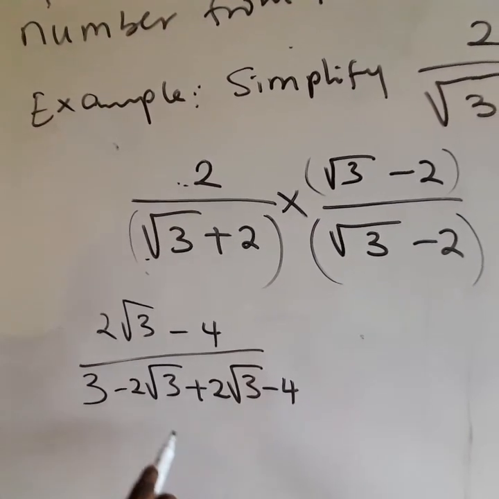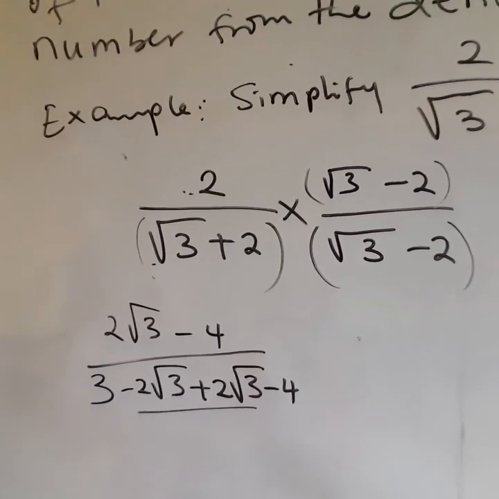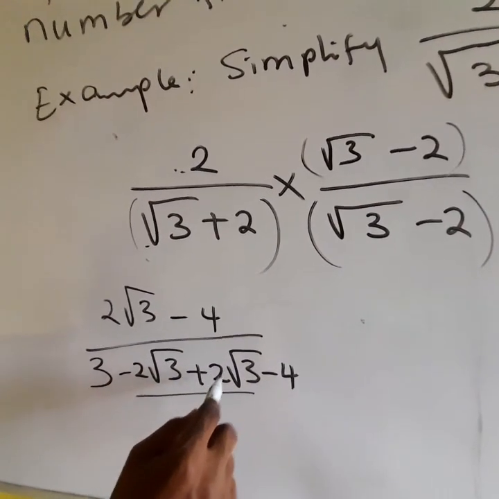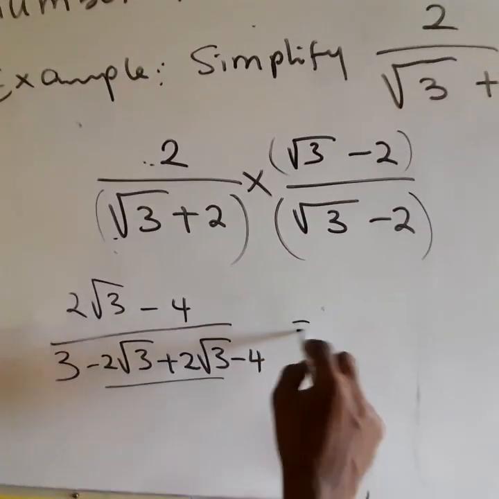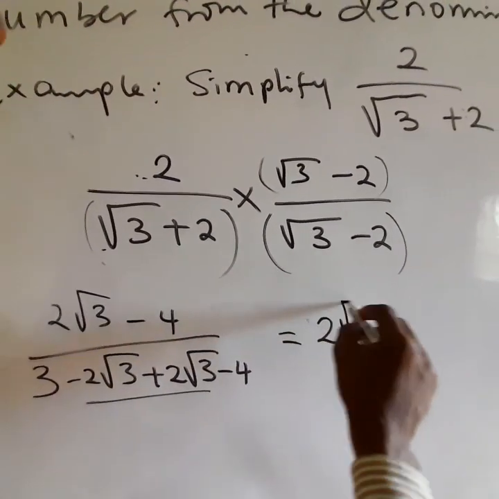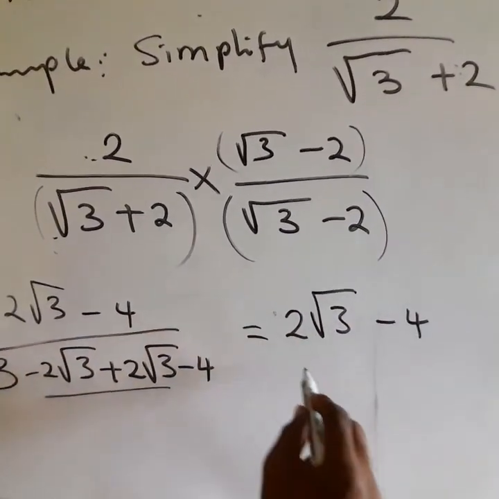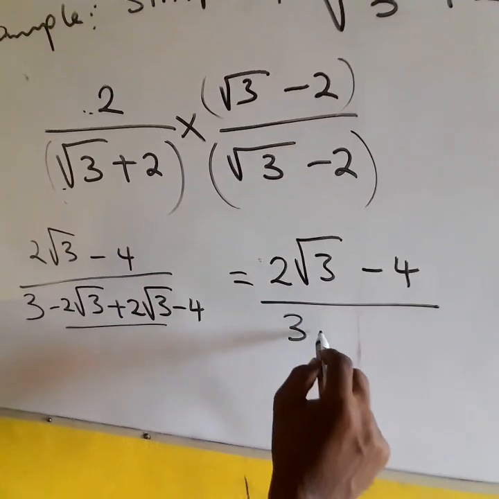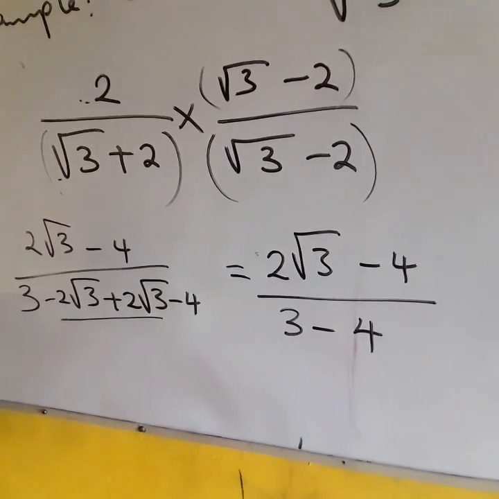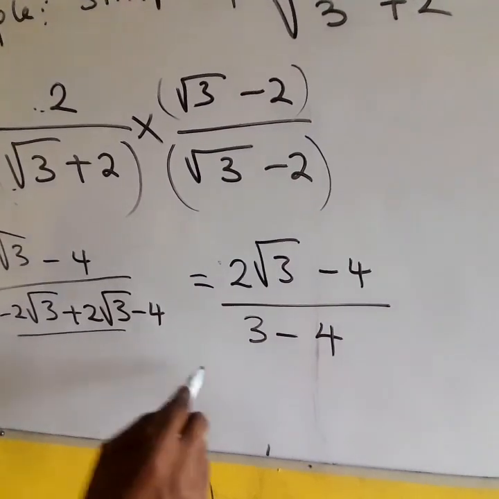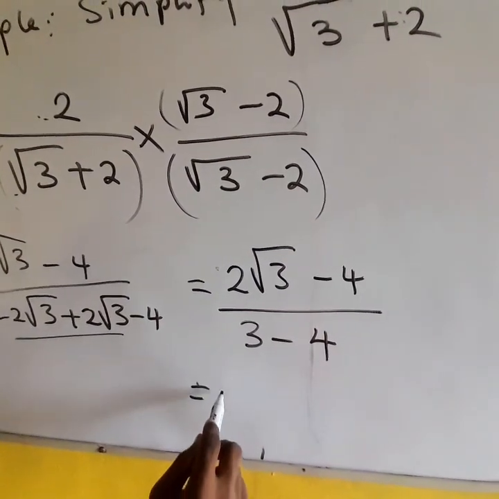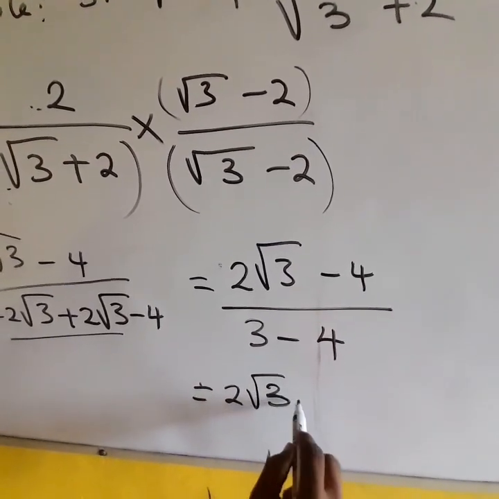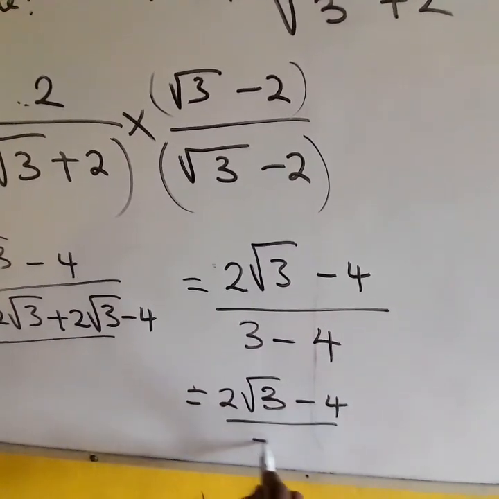Now, if we look closely here, we have something that is common. We have minus 2 root 3 plus 2 root 3. That is automatically 0. So we'll now rewrite it as 2 root 3 minus 4, all divided by 3 minus 4. 3 minus 4 is minus 1. So we'll now have it as 2 root 3 minus 4, all divided by minus 1.